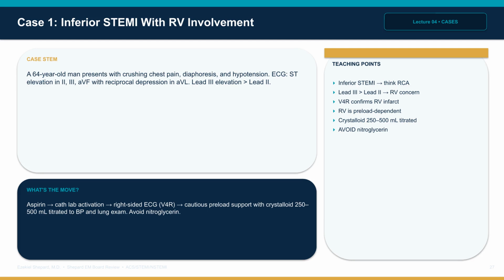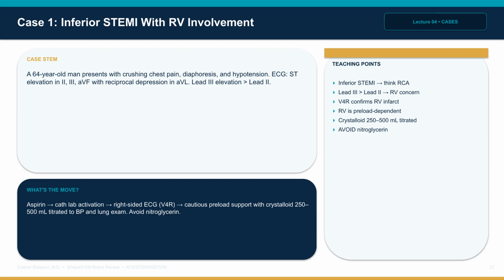Case 1. A 64-year-old man presents with crushing chest pain, diaphoresis, and hypotension. The ECG shows ST elevation in leads 2, 3, and AVF with reciprocal depression in AVL. Lead 3 has more elevation than lead 2. This is inferior STEMI, with concern for RCA occlusion and right ventricular involvement.